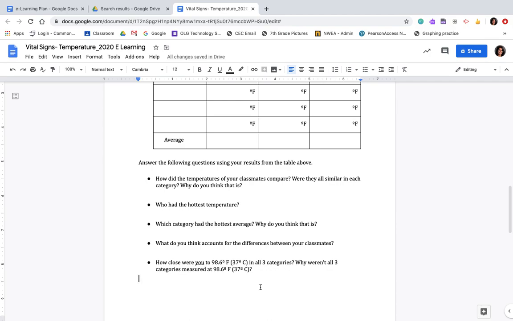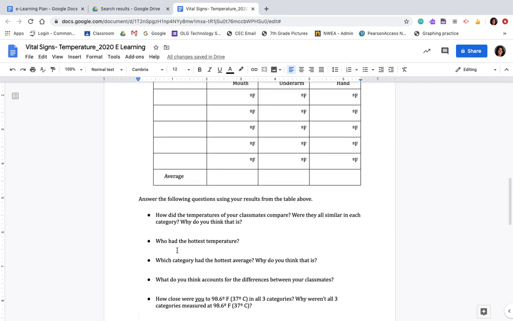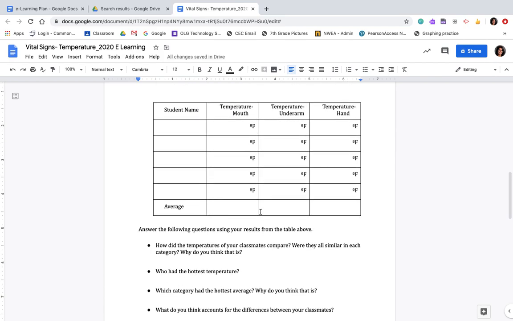Okay. For today, you do not need to turn anything in. You will turn this whole document in at some point, but you just need to make sure that you have filled out this chart and answered these questions for tomorrow. If you have other questions or are having trouble connecting with 4 classmates, please feel free to reach out to me. This needs to be completed by 8 a.m. tomorrow so you can move on with the next part.